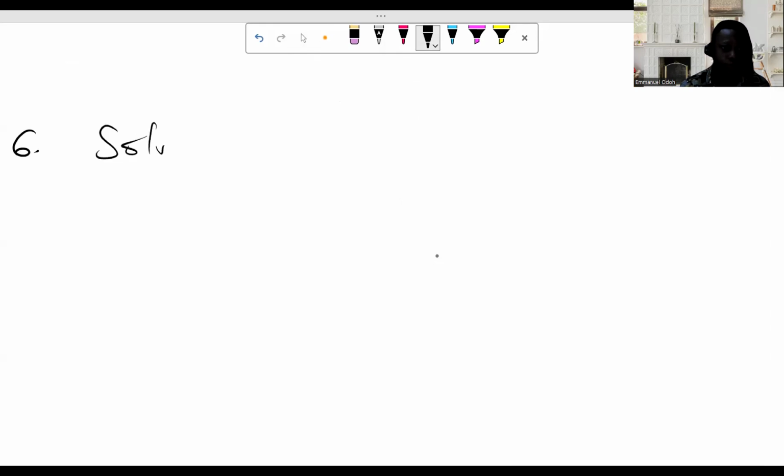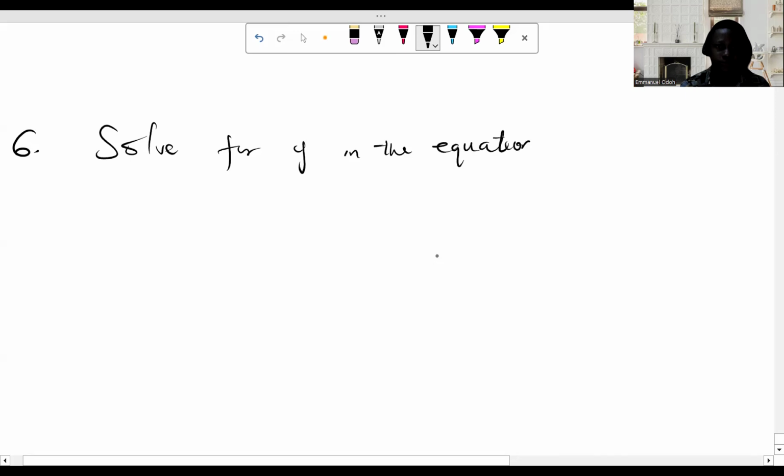So solve for y in the equation 10 to the power of y times 5 to the power of 2y minus 2 times 4 to the power of y minus 1 is equal to 1.